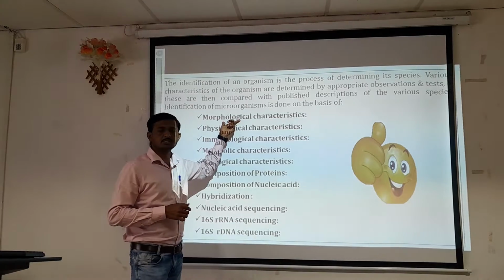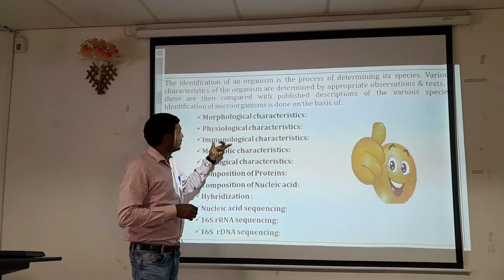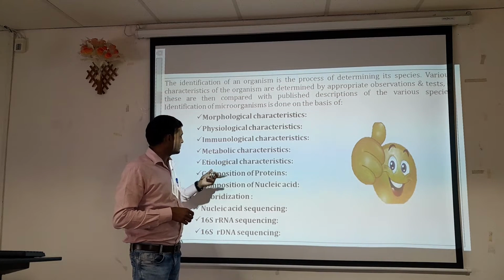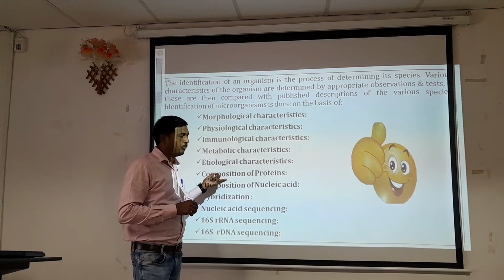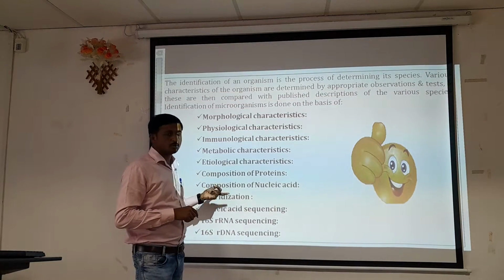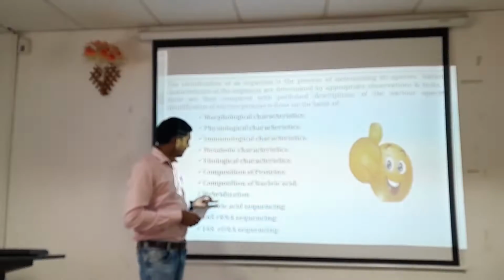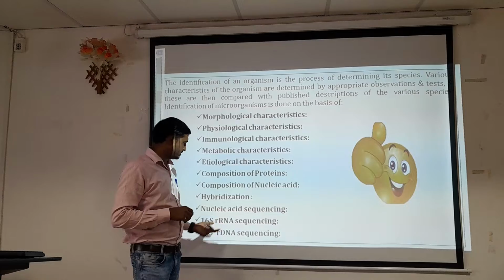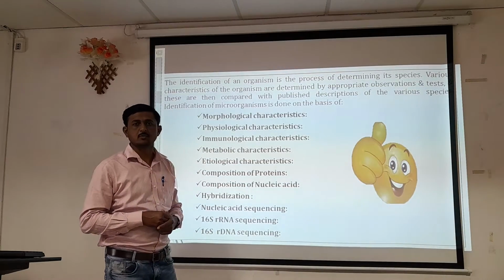So in this, we have to discuss the morphological, physiological, immunological, metabolic, and etiological characteristics of particular organisms, the composition of proteins of the cell wall, the composition of nucleic acid, what nucleic acid is present in that particular organism, the hybridization process, nucleic acid sequencing, 16S rRNA sequencing and 16S rDNA sequencing.